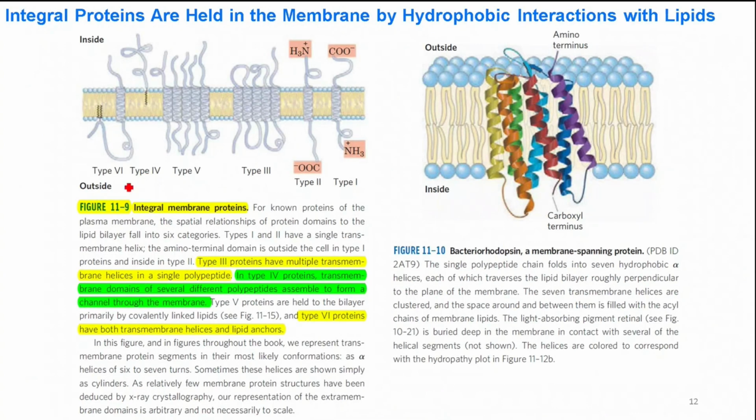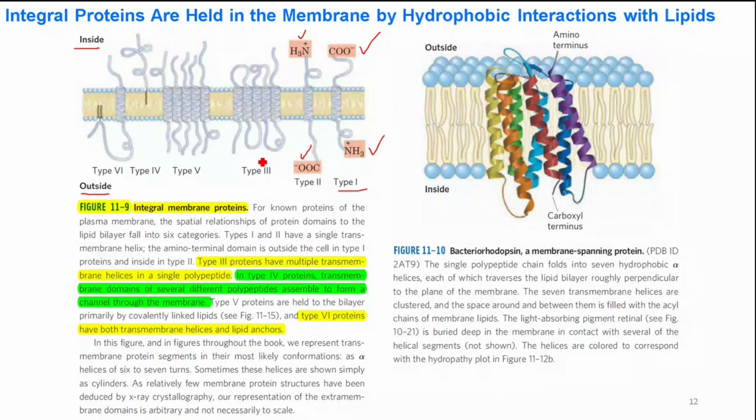There are actually 6 kinds of transmembrane proteins, 6 kinds of membrane proteins. We talk about them. This is the inside of the cell and this is the outside of the cell. The first type of protein has the amine terminal outside of the cell and the carboxyl terminal inside. This is type 1 membrane protein. In type 2, the amine group is inside the cell and the carboxyl is outside.